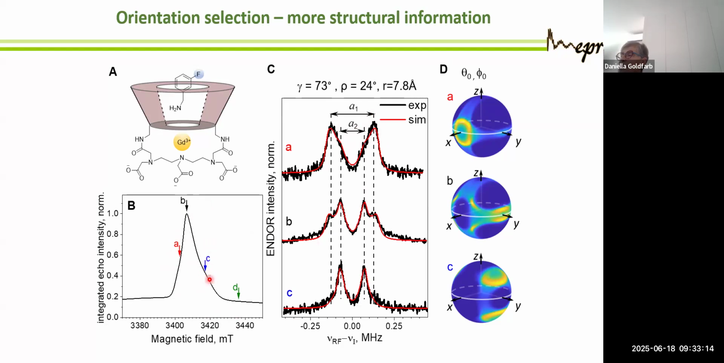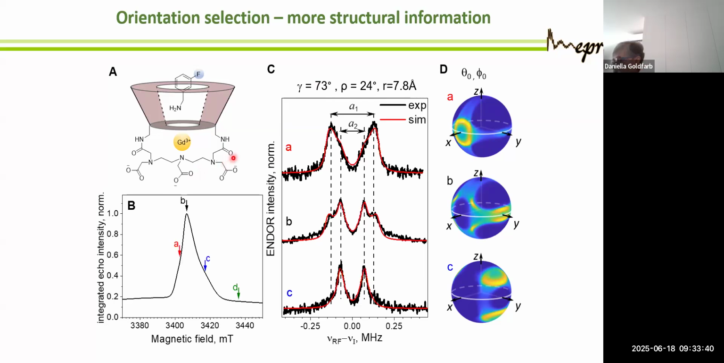And when you measure here, you see the inside. So this really is classical orientation selection. You can simulate this. You can see at each position of the EPR spectrum what are the orientations that are contributing. And eventually you can get the orientation of the gadolinium-fluorine vector relative to the zero field splitting orientation.